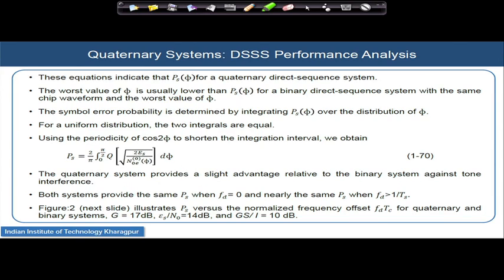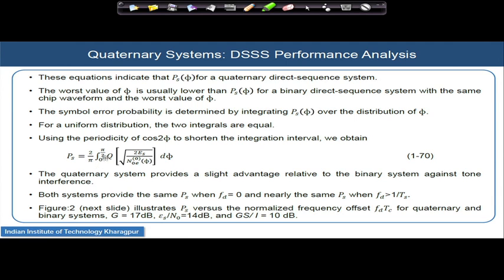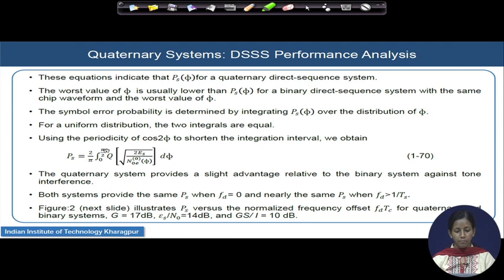having almost all its values within 0 to pi by 2. Going by the logic that we followed in the last module, here also the integration will be shortened over the duration of 0 to pi by 2, and we have substituted the value from the Q function here. The quaternary system in that sense gives a slightly better advantage relative to the binary system when the tone interference is present, and we will compare the symbol error probability for the quaternary system as well as the binary system in the next slide.